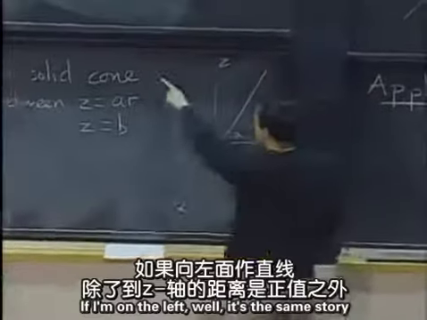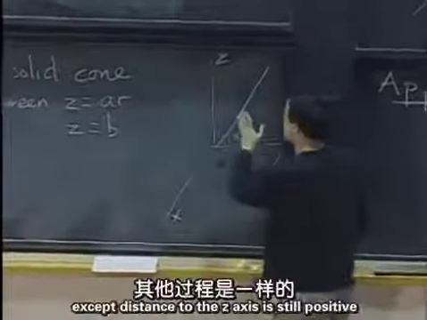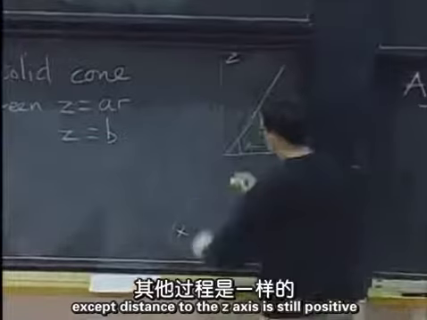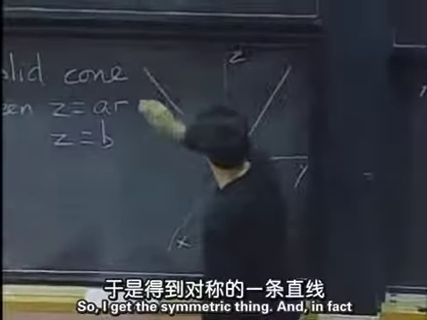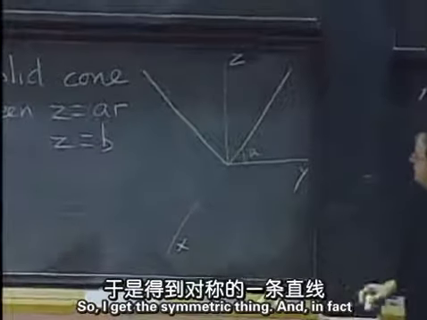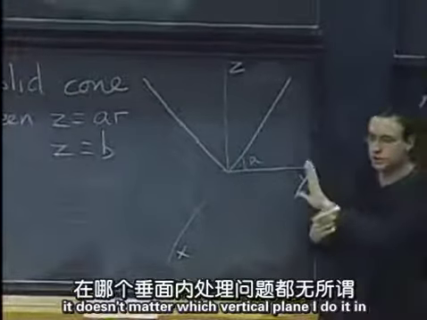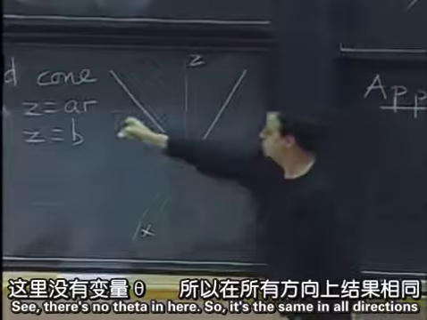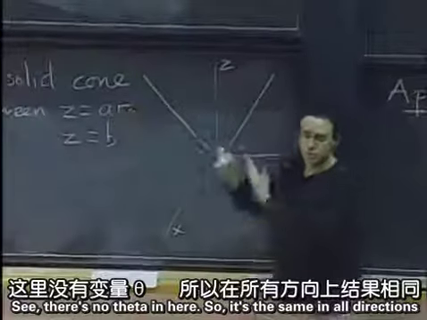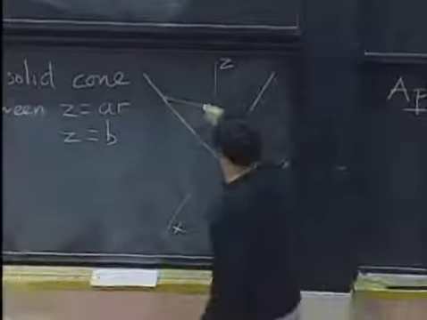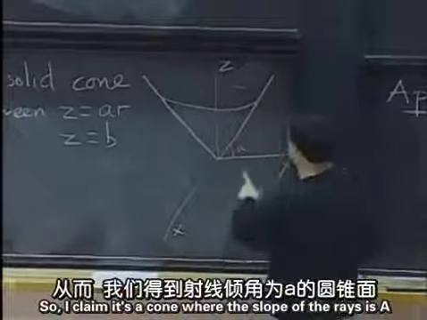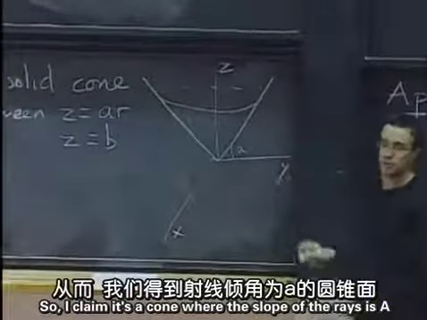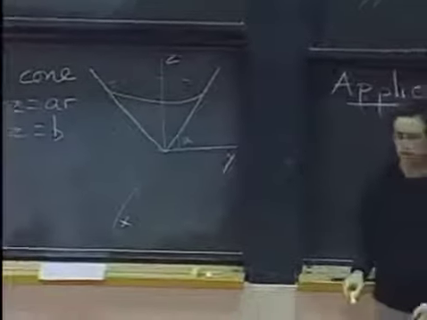So that means I take a line with slope a. If I'm on the left, it's the same story, except distance to the z-axis is still positive. So I get the symmetric thing. And in fact, it doesn't matter which vertical plane I do it in. This is the same if I rotate about the z-axis. See, there's no theta in here, so it's the same in all directions. So I claim it's a cone where the slope of the rays is a. Okay?